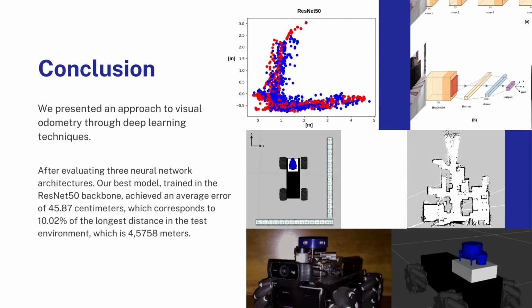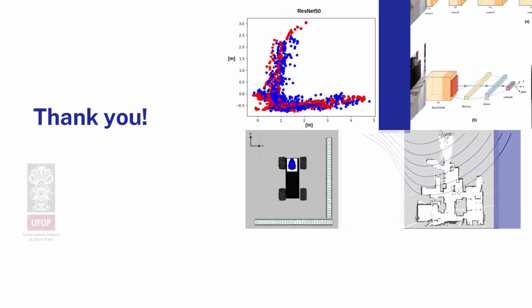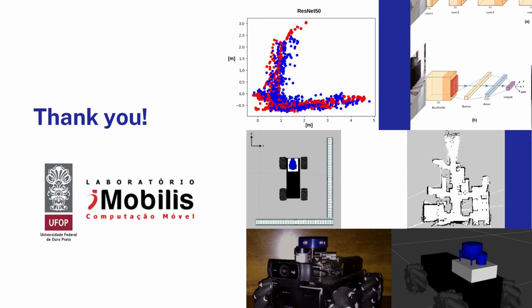To conclude this work, we presented an approach to visual odometry through deep learning techniques, where our best model, a ResNet 50 model, has an average error of 45 centimeters, which corresponds to 10% of the biggest distance in our environment, which is 4.5 meters. Thank you. This was our presentation.